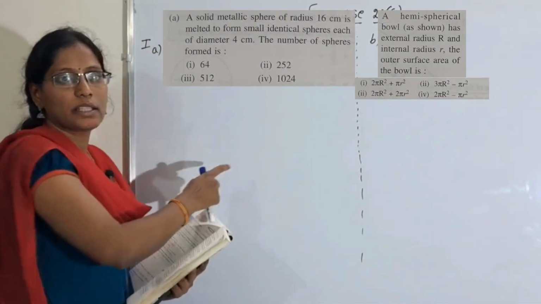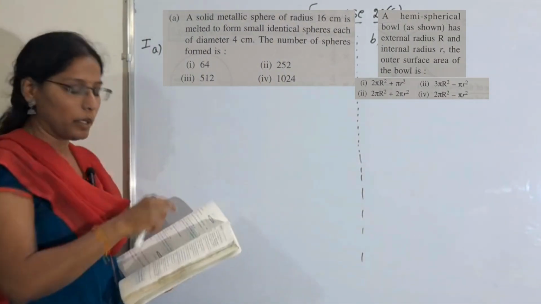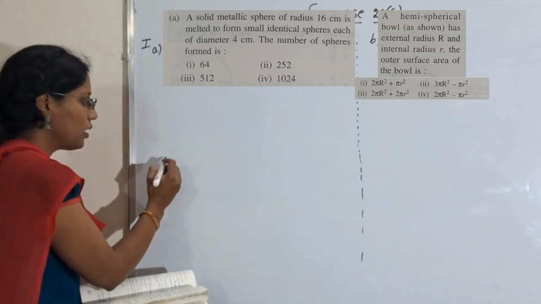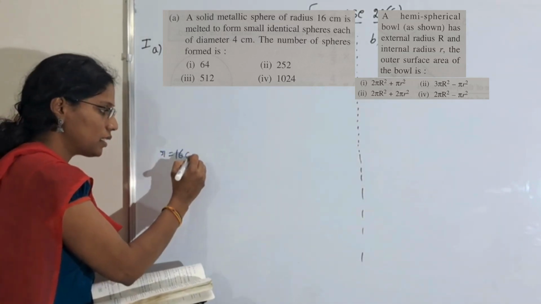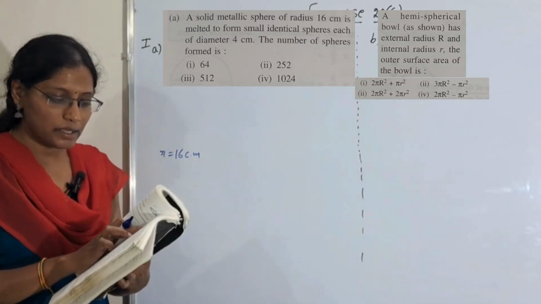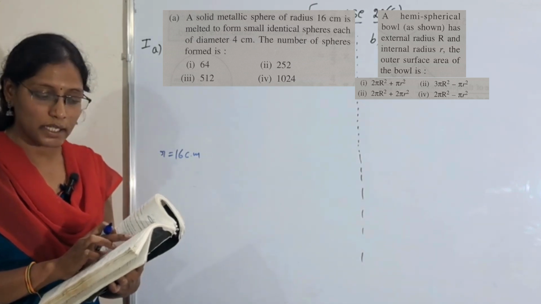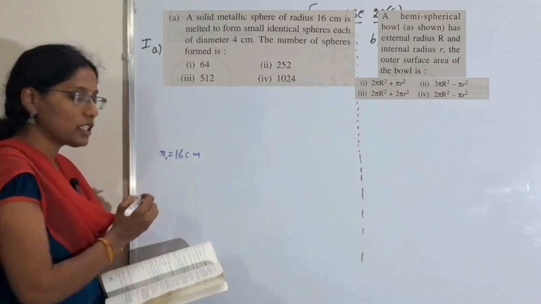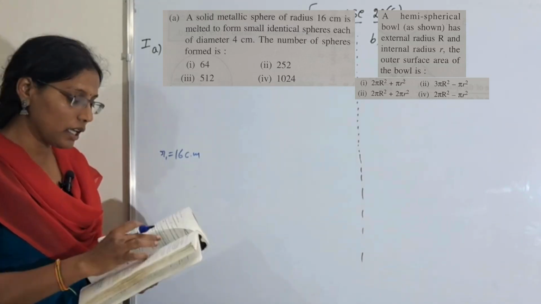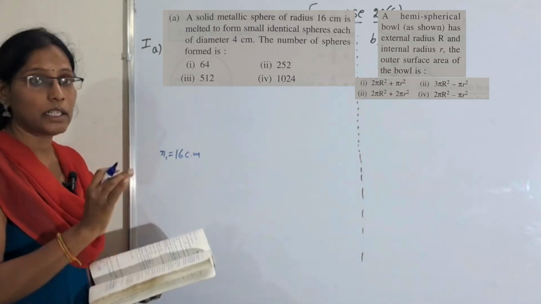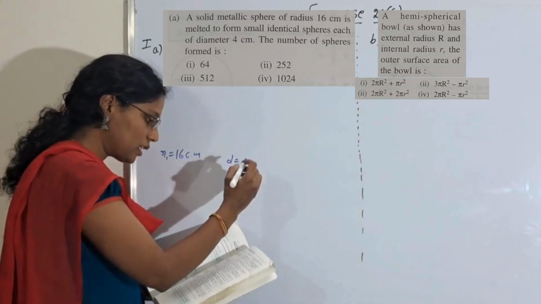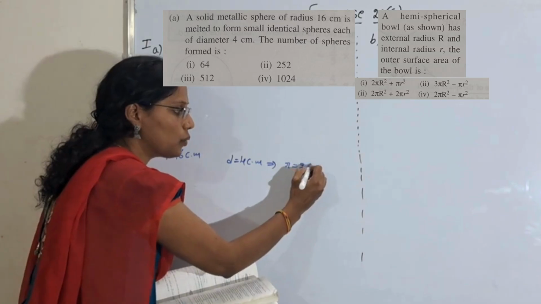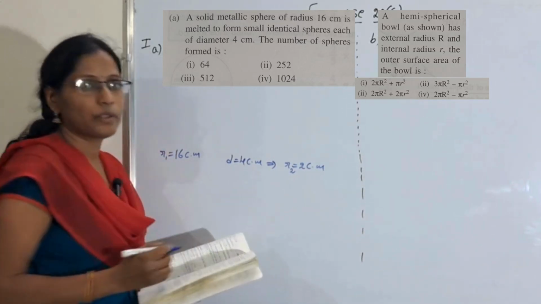Next, exercise 20C. Here the first problem A. A solid metallic sphere of radius 16 centimeters, here R1 is equal to 16 centimeters, is melted to form small identical spheres, each of diameter 4 centimeters. This larger sphere we have to melt and we will get small identical spheres whose diameter is given as d equal to 4 centimeters. So how much will the radius come? Half of the diameter, 2 centimeters. Here R2 we have to take.